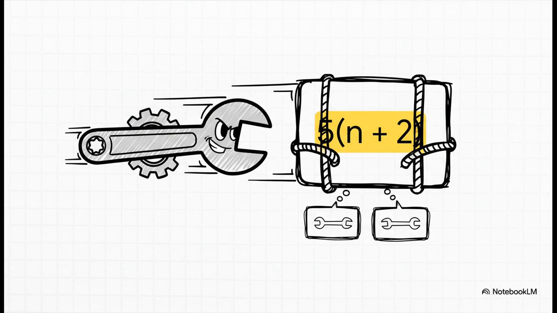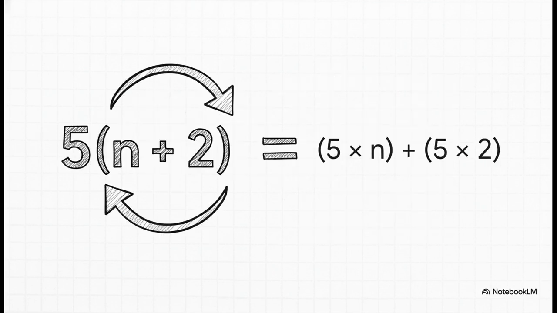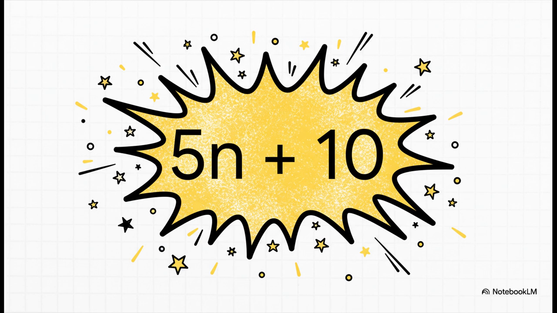Okay, we are back to our original puzzle, 5 times (n + 2). We've got the tool, we know the steps, let's do this. So here's what happens. That 5 on the outside multiplies the n. Boom. Then, that same 5 multiplies the 2. See? Everything inside gets a piece of the action from the number on the outside. And voila! The message is unpacked. It's decoded. 5 times n gives us 5n, and 5 times 2 is, of course, 10. So that whole thing, 5 times (n + 2), is really just a fancy way of saying 5n + 10. Puzzle solved. We've made it way simpler.